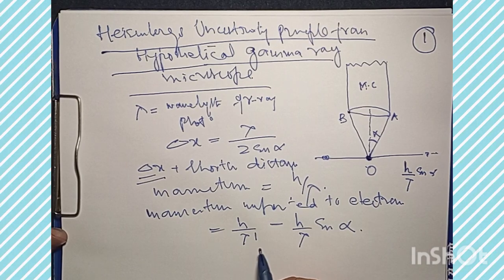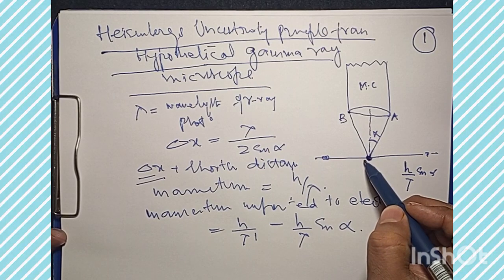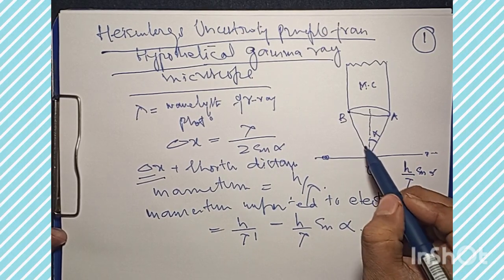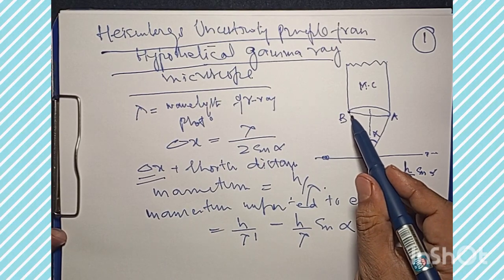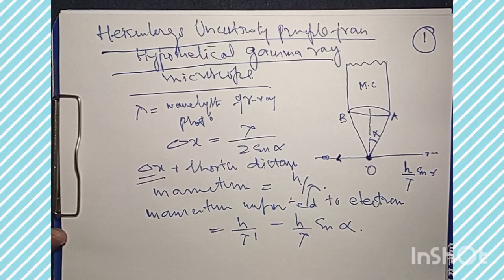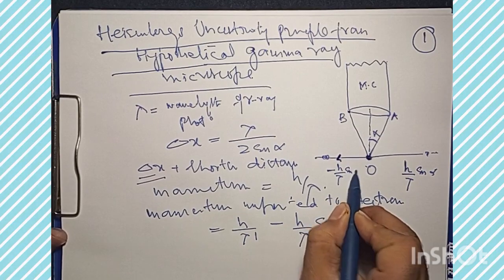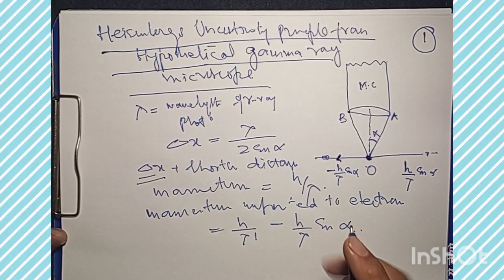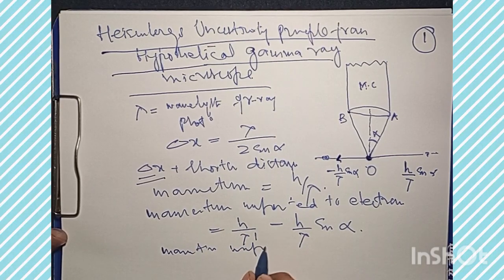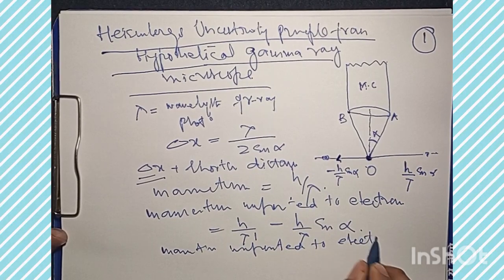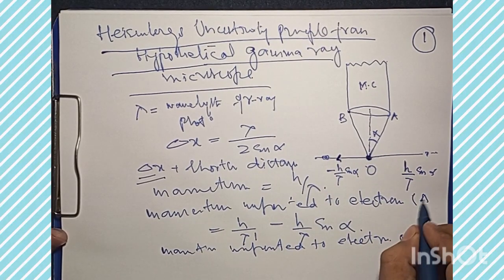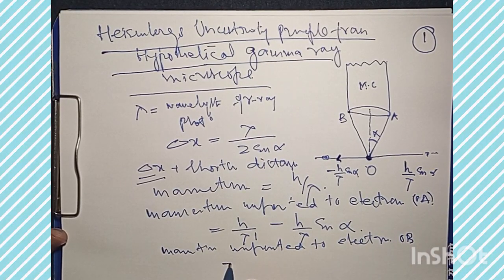Now, if the scattered photon enters the microscope along this OB, then its component along the x-axis will be in this direction. So in that case, the component along the x-axis will be minus h by lambda sine alpha. So the momentum imparted to the electron along the x direction, in the case of OB, will be h by lambda dash minus times minus h by lambda sine alpha.